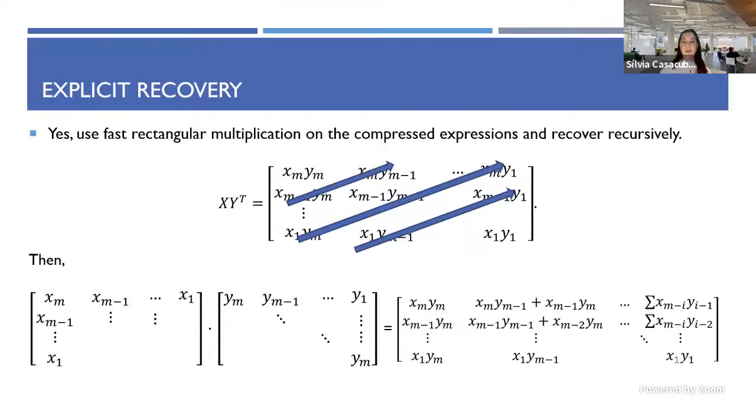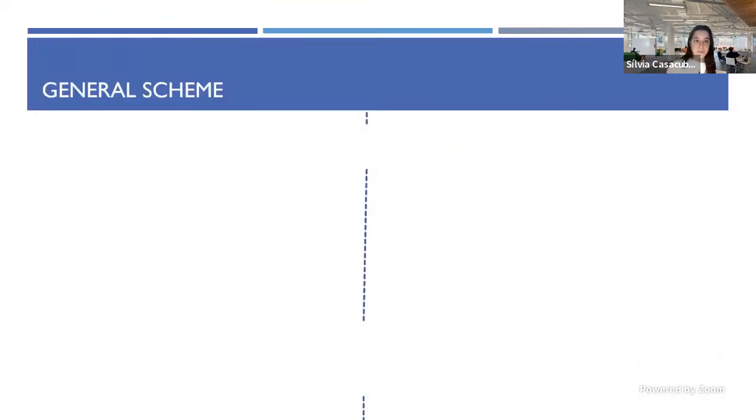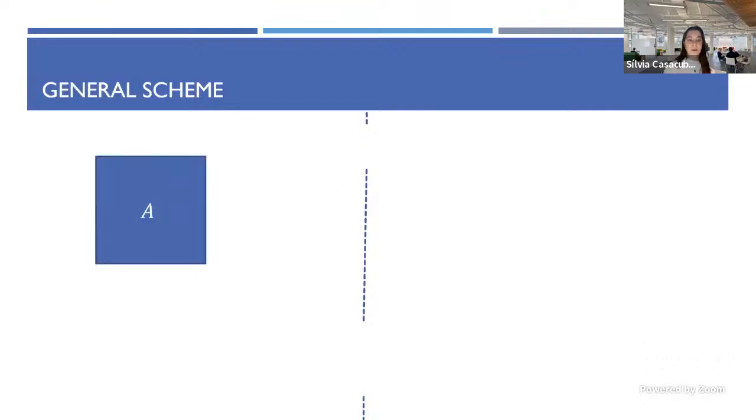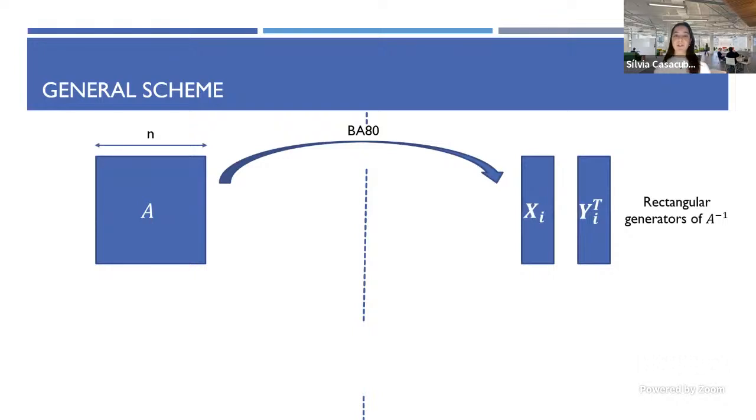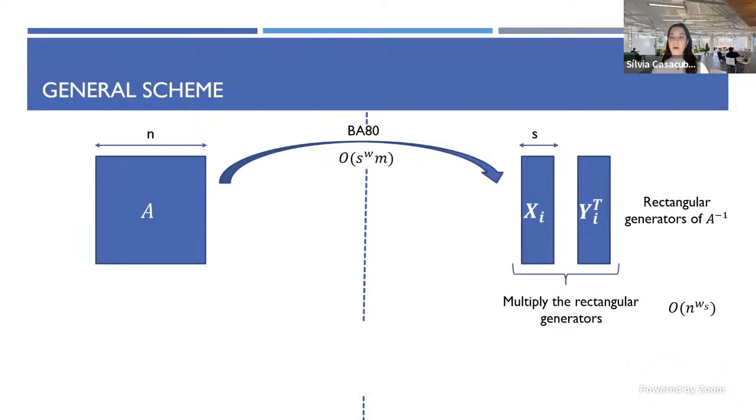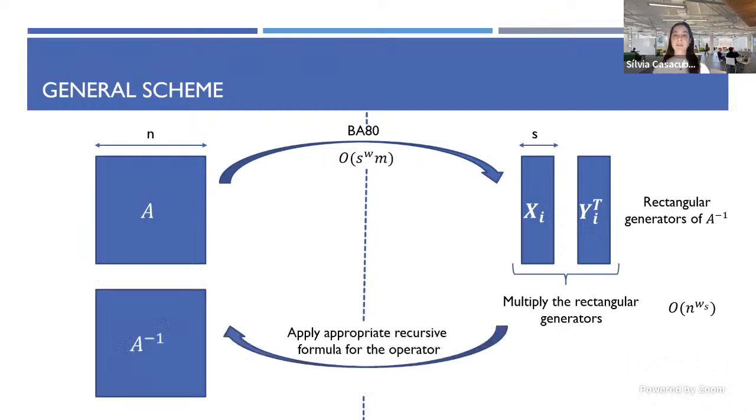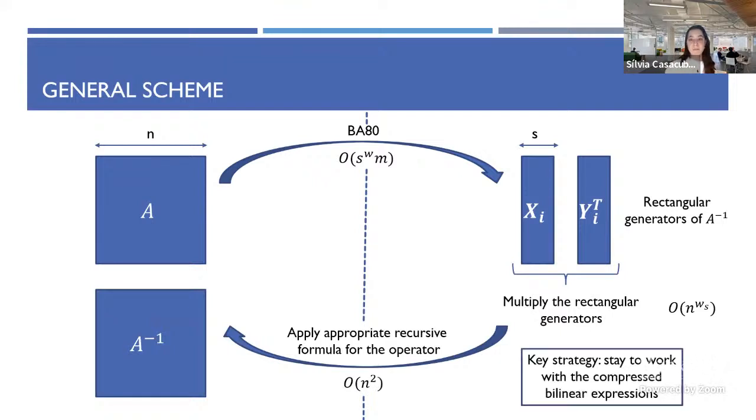And so for each operator, we can find this recursion that links the two matrices and takes only O of n squared time. So the general scheme is we have our block matrix that we want to invert, which is structured. We use the Bitmead-Anderson algorithm to find the rectangular generators. We use fast rectangular matrix multiplication to multiply those. And then we find the appropriate recursive formula to build back the undisplaced explicit inverse matrix. And so the key strategy is that we stay to work with a compressed linear expression for as long as possible.